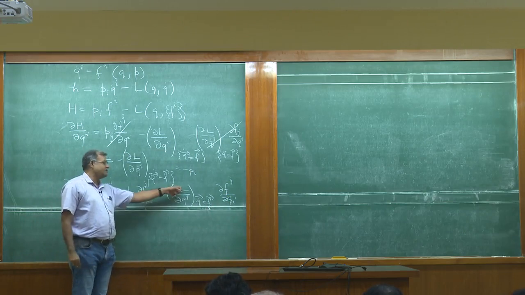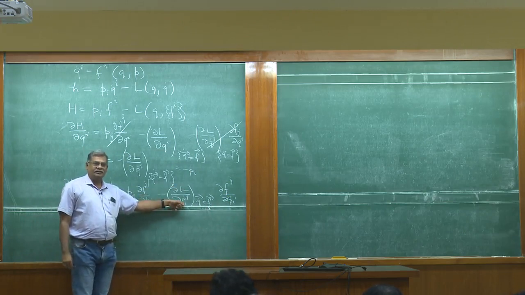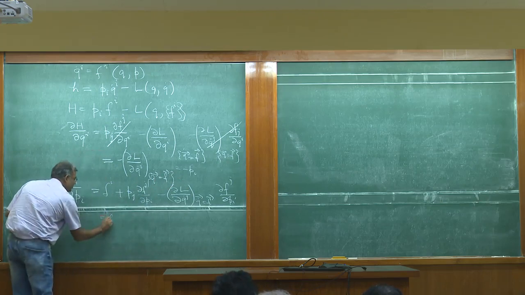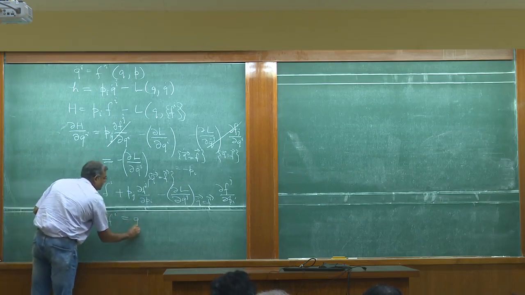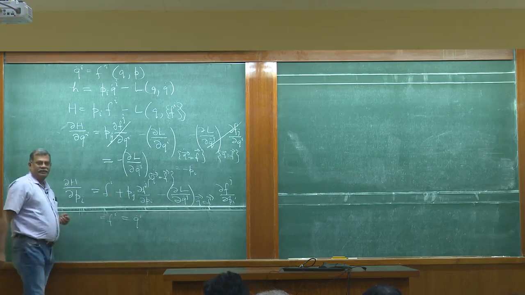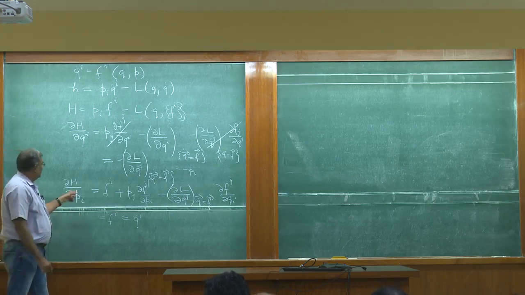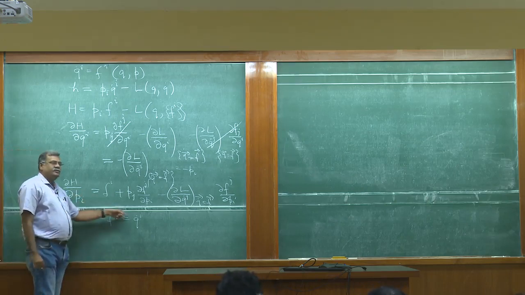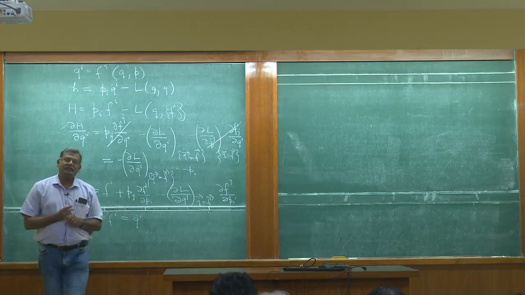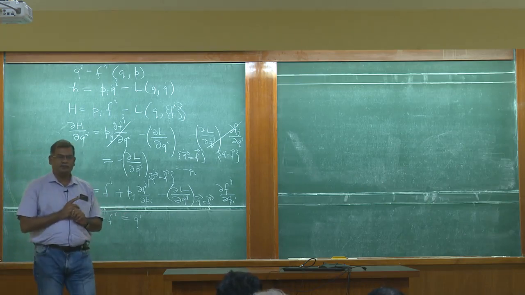This is Pj and that's del L del Q dot j. So they're exactly the same thing. So they cancel each other out and you're left with Fi, and Fi of course is nothing but Qi dot. Okay, one important point which is really rather trivial at this stage but important to bear in mind is that to get to del H del Pi equal to Qi dot, you did not really have to use the Euler-Lagrange equations of motion, right?